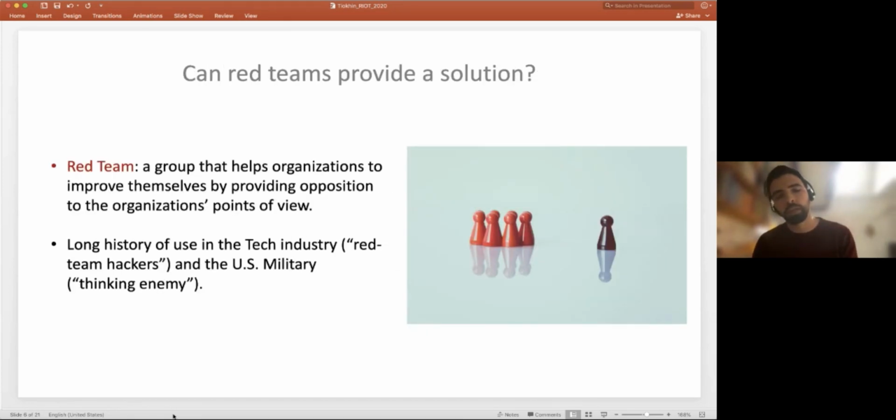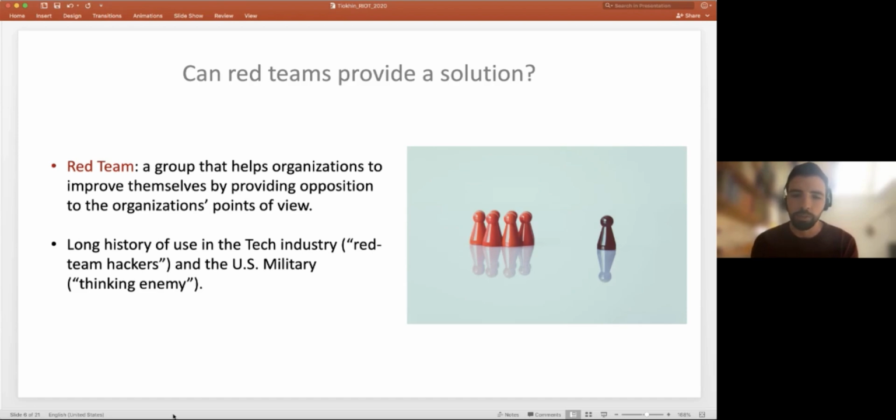And so we had the idea that maybe a potential solution to this problem of error control could be to use red teams. So what is a red team? Well, a red team is a group that helps organizations to improve themselves by providing opposition to the organization's point of view. And so red teams are used most prominently in the tech industry and have a history of use in the U.S. military in order to provide opposition to what the organization is doing.